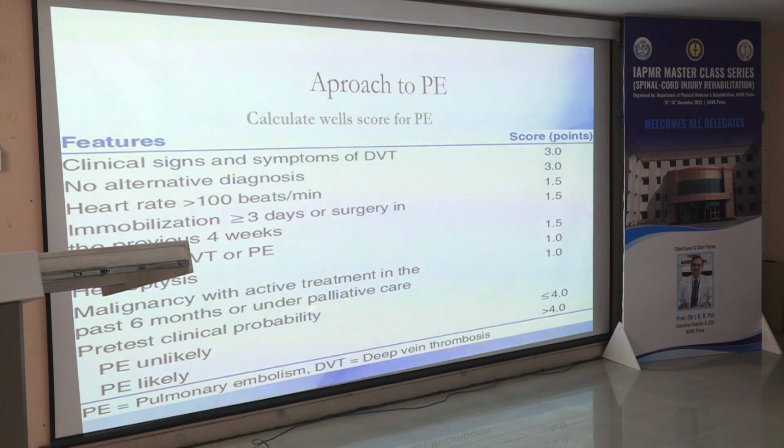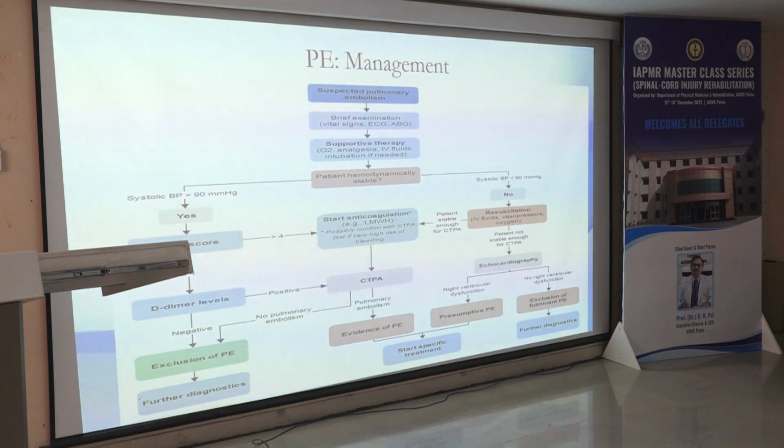Because if the patient scores more than 4, then PE is likely. So if there is no alternative diagnosis with a suspicion, then the patient will get 3. And if the patient is tachycardic, then the patient will get 1.5. So the patient will be a suspected case of PE. So we have to treat with a strong suspicion. We should not miss any single PE.